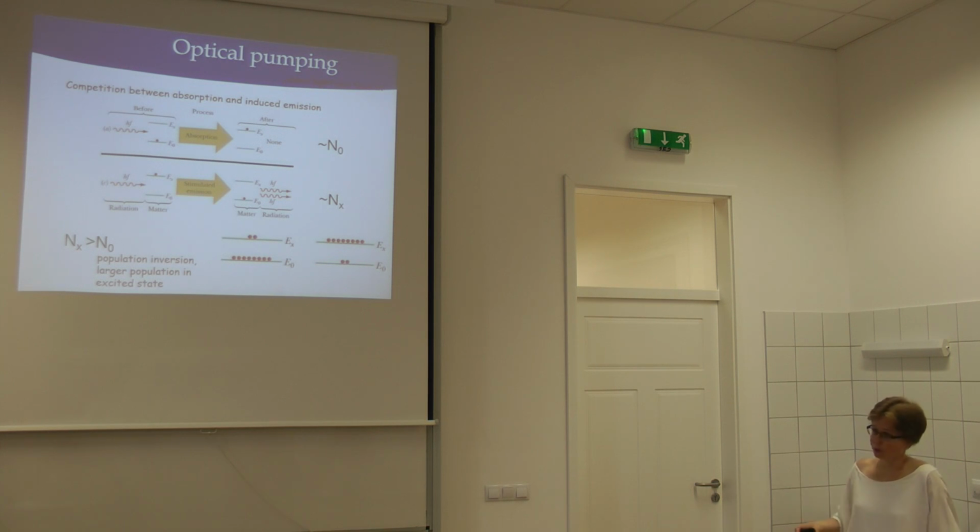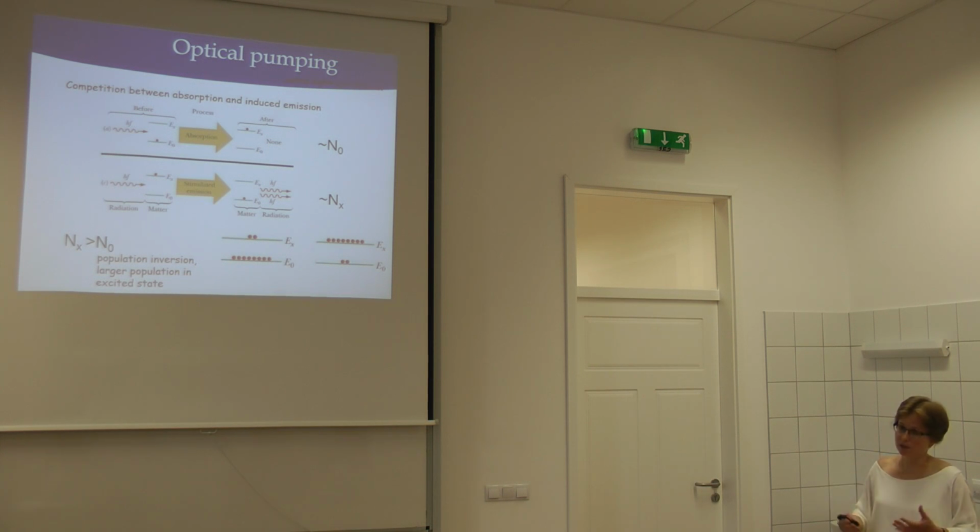One is to our advantage, increasing the number of photons. The other is to our disadvantage, because that would lose us one photon. We want to produce as many photons as possible. And if you just think about it logically, the number of absorption events would be proportional to the number of atoms in the ground state, whereas the number of stimulated emission events would be proportional to the number of atoms in the excited state. So whichever wins, absorption or stimulated emission, will rely on how many atoms we have in the ground state or in the excited state.